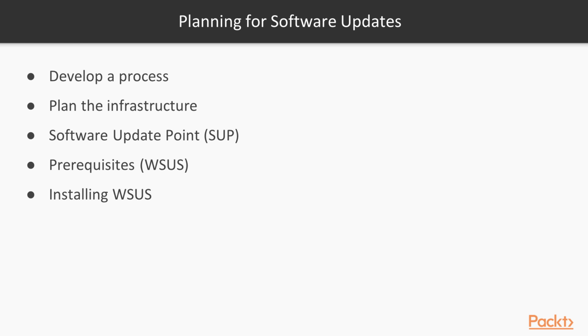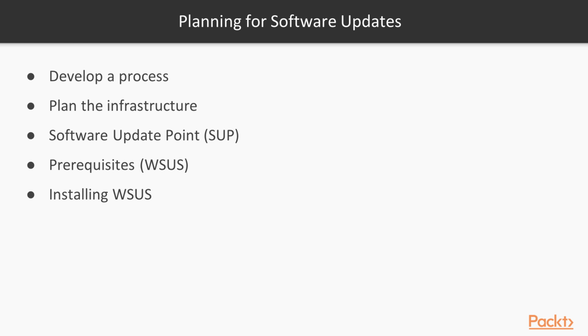Plan your software updates infrastructure with the following in mind. Capacity planning. You'll need to know how many systems you have to patch in order to know how much infrastructure is needed. A single SUP can support 25,000 clients when it is co-located with another system role and WSUS is installed on the same machine.